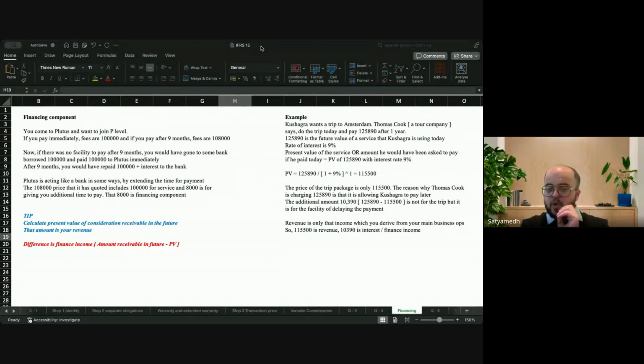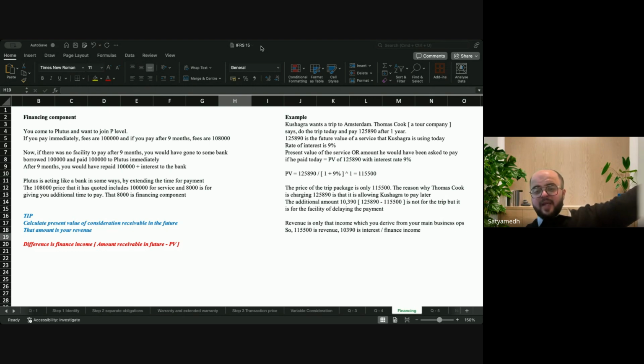In this case, Kushagra wants a trip to Amsterdam. Thomas Cook says, do the trip today and pay 1,25,890 after 1 year. This person Kushagra was extremely excited to go for the trip. He thinks, I have to post photos on Instagram, tell the world, so I will go on the trip even if I have to take a loan. So he goes for the trip and has to pay 125,890 in future to the travel company. So 125,890, the amount that he will pay in the future, is the future value of the consideration.